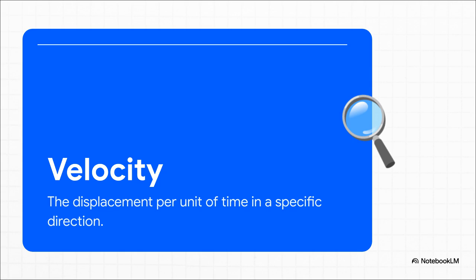Speed is just distance over time, right? But velocity is displacement per unit of time in a specific direction. If you don't have a specific direction, you just have speed. Velocity is a vector. It absolutely requires you to know exactly where you're going.